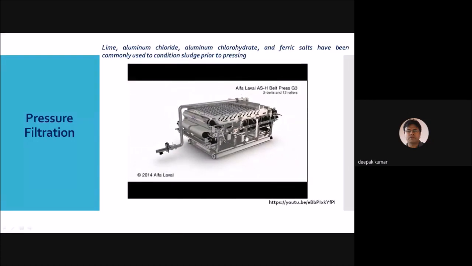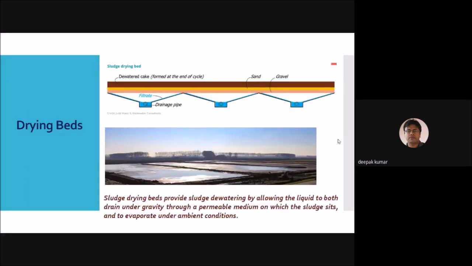So this is the process of pressure filtration. Now we will discuss drying beds. In drying beds, the sludge is sprayed on open ground. So you can see it is sprayed on the open ground. And there is some initial design which has been done for dewatering it by using the drying beds.